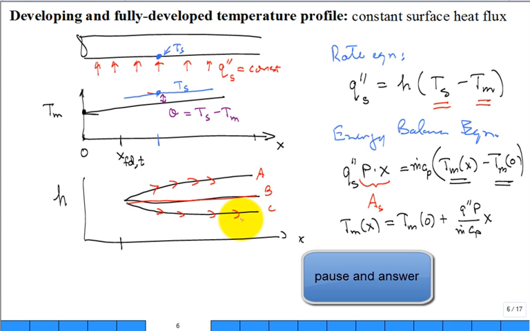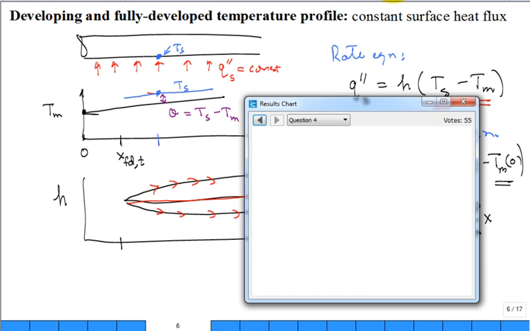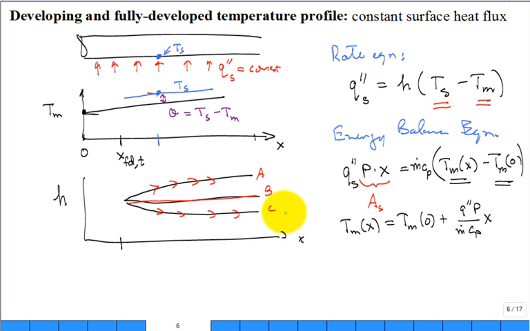All right. What does it mean if you're fully developed? The h is a constant. The convection coefficient is a constant. And so it was an easy question, I hope. I intended to ask some easy questions as well as some hard ones.